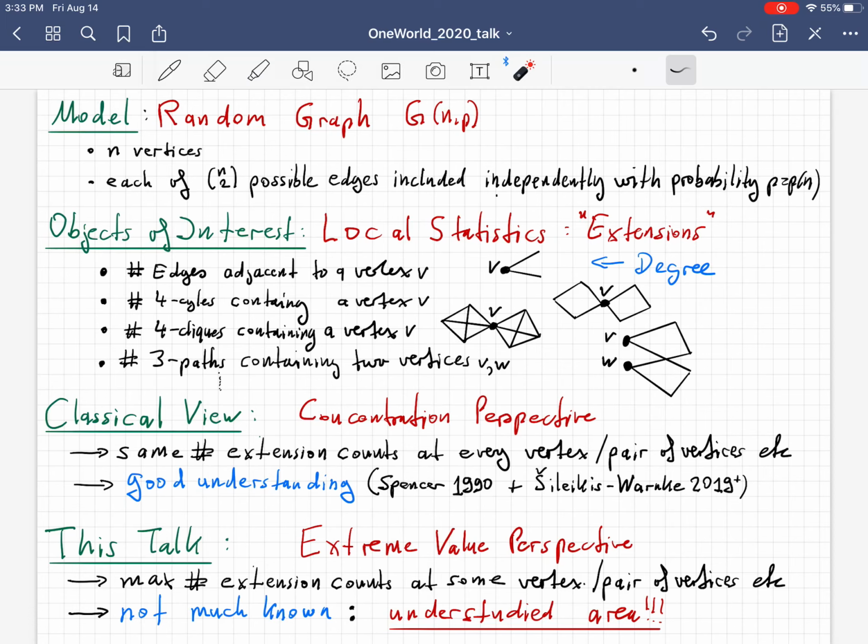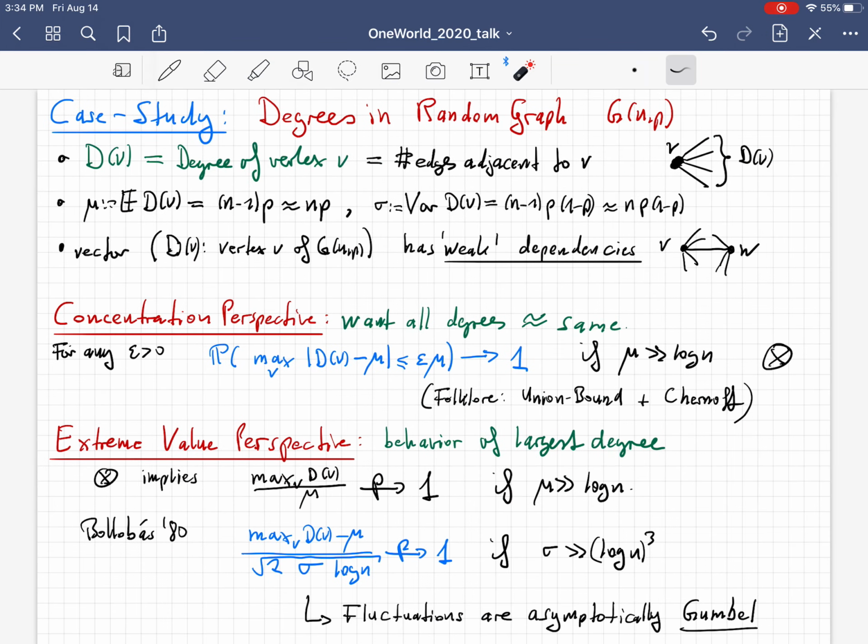And perhaps surprisingly, although this problem is extremely natural, not so much is known about it. Most of the things we know really come from the concentration perspective, and I think it's really understudied from the extreme value perspective. So there's really a lot of room for bringing in tools and techniques that are well known in the extreme value theory realm to the area of random graphs. And I think it would be really nice to see some new contributions here. Let me advertise this a little bit more.